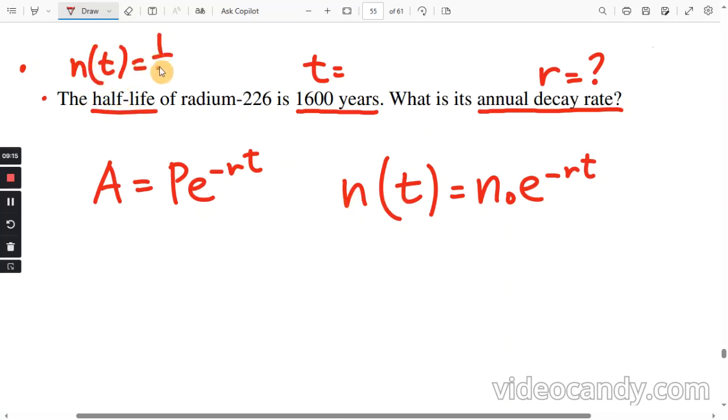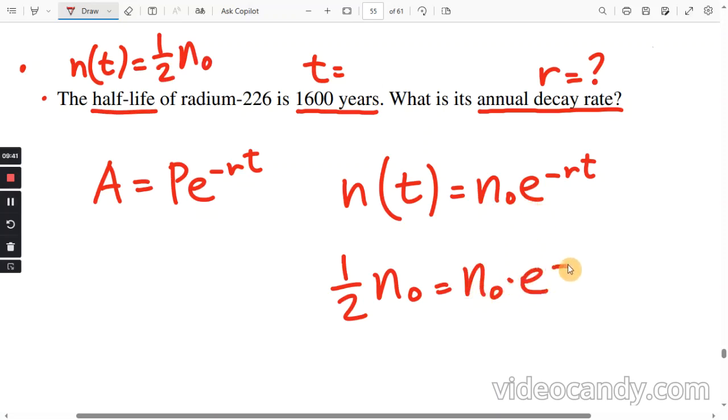is going to be half of what you started with, all right? Remember, N sub 0 is the population number at time 0. So this is what you start with, and N of T is half that because we're doing the half-life. So N of T is just half of N sub 0, and that equals N sub 0. We don't have a starting amount, times e to the negative R, which we don't know, times T, which is 1,600. So it's negative R times 1,600.